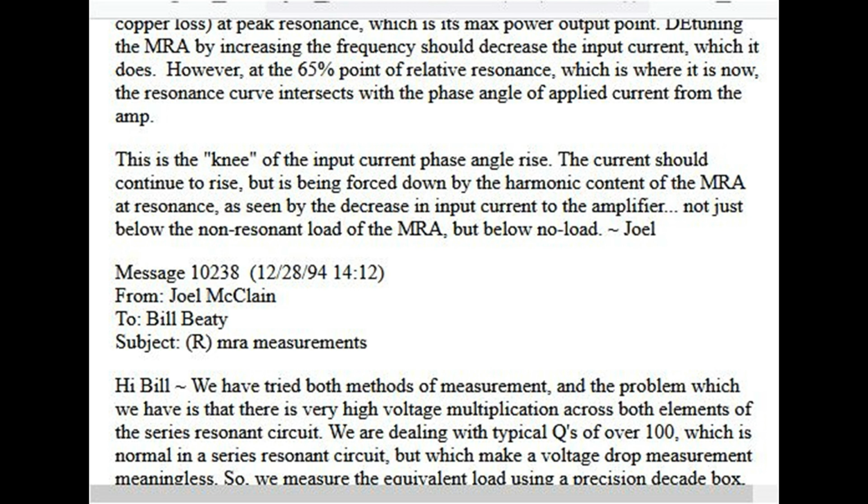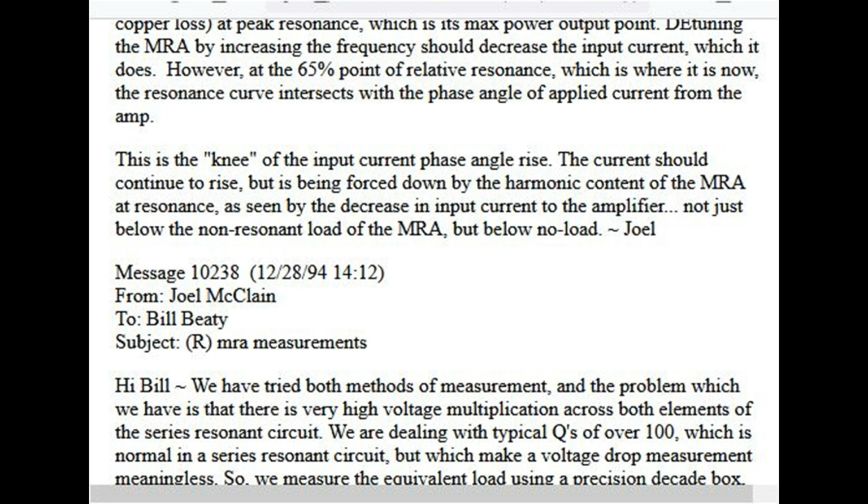Message 10238, December 28, 94, 1412. From Joel McLean to Bill Beatty. Subject: MRA measurements. Hi Bill, we have tried both methods of measurement, and the problem which we have is that there is very high voltage multiplication across both elements of the series resonance circuit. We are dealing with typical Qs of over 100, which is normal in a series resonance circuit, but which make a voltage drop measurement meaningless.